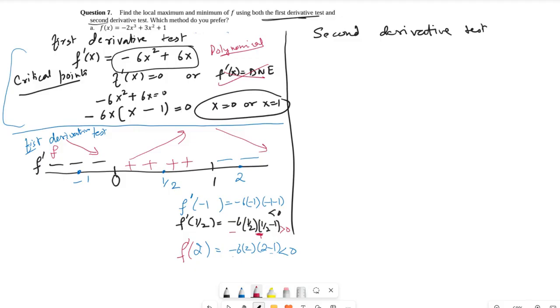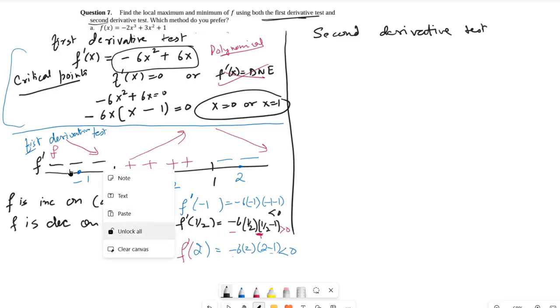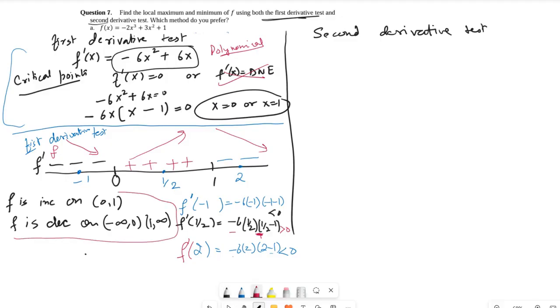So we can tell two things here. We can say f is increasing on the interval 0 to 1. f is decreasing on negative infinity to 0 and 1 to infinity. Okay, that's about increasing and decreasing.